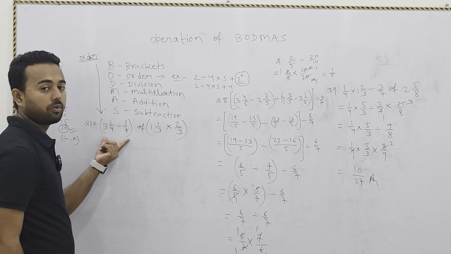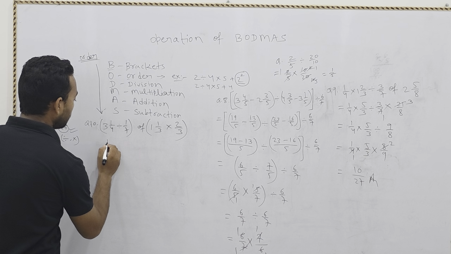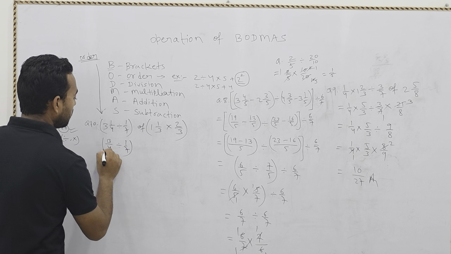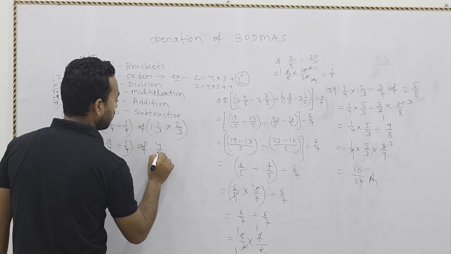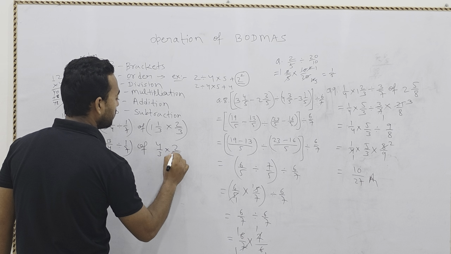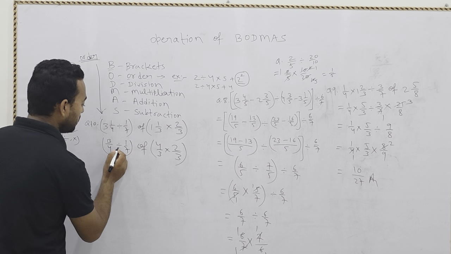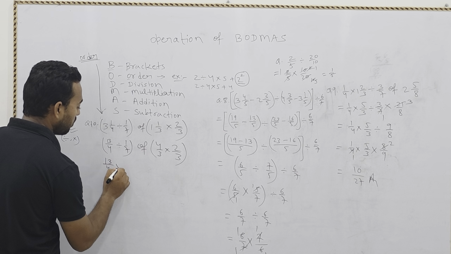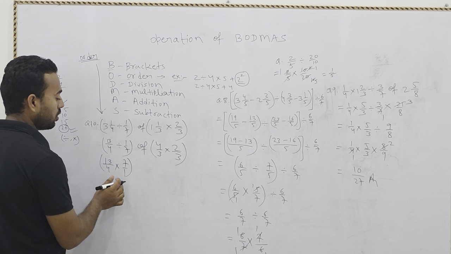First, what we have to solve is this bracket portion. 4 times 3 is 12, 12 plus 1 is 13 by 4, divided by 1 by 7. The rest of the question as it is: 3 times 1 is 3, plus 1, 4 by 3, multiply 2 by 3. As it is we have written. Now this division is converted into multiplication: 13 by 4 multiply 7 by 1, so that it will be easy to solve.